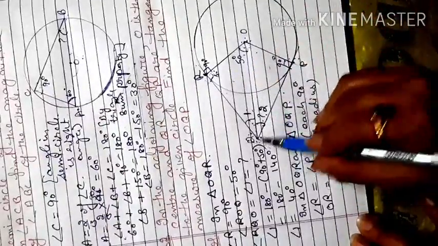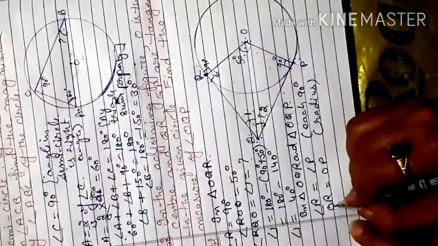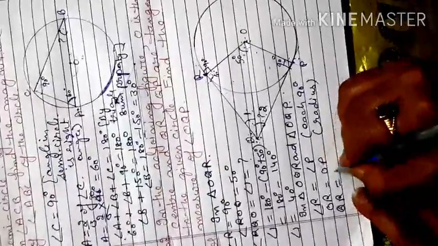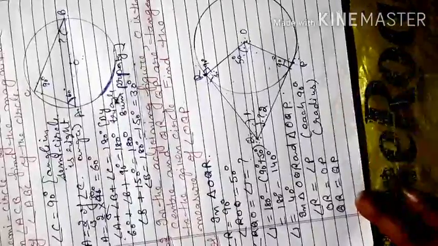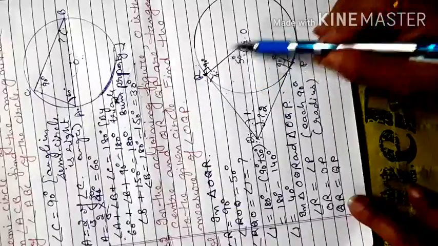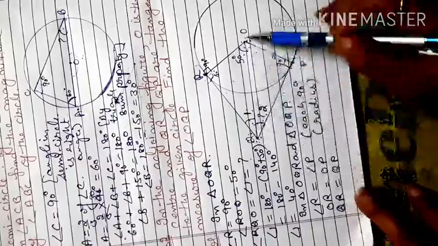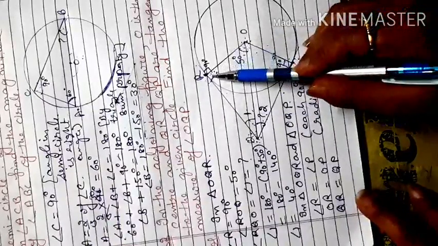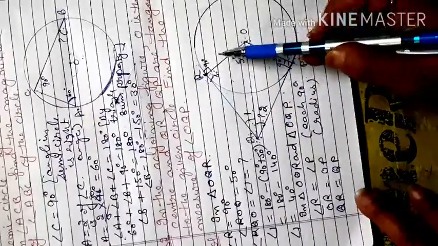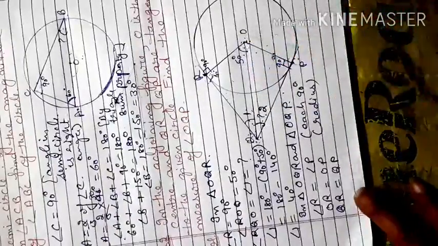Then QR and QP are also equal to each other because these are the two tangents to the circle, and they are equal to each other according to the tangent property. QR is equal to QP. Either we can go with this or with this. These two sides, and OQ is common. We can also go with RHS property, because this is a hypotenuse.